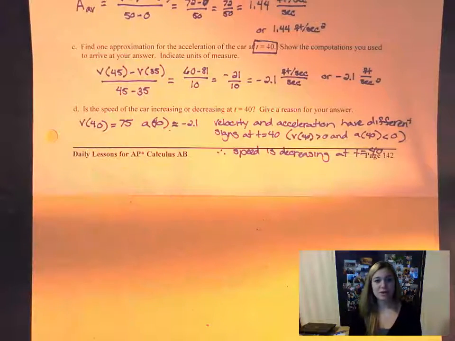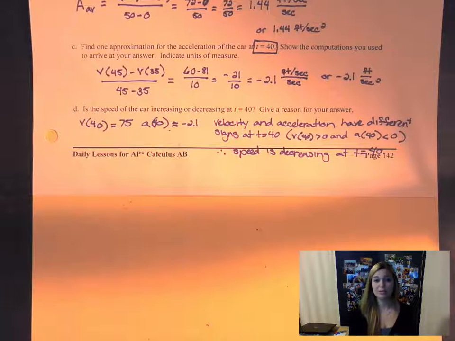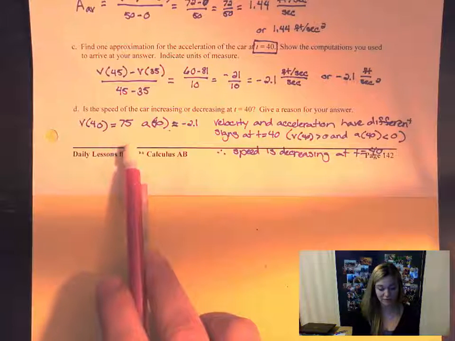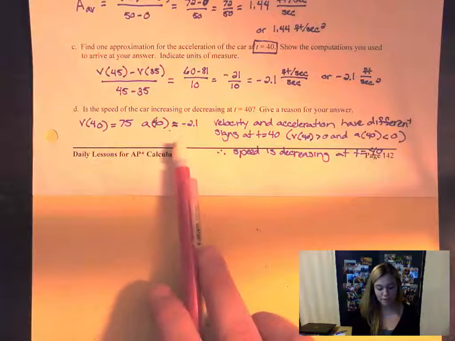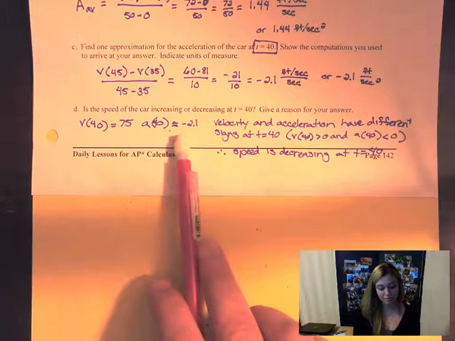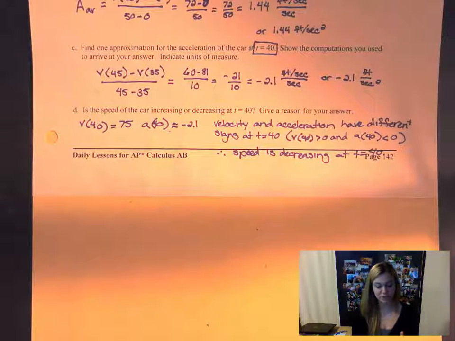The next one, if I want to know, is the speed increasing or decreasing? Speed is increasing when velocity and acceleration have the same signs. Speed is decreasing when velocity and acceleration have opposite signs. So you need to compare those two. So you need to find the velocity at 40, which was just given in the table or in the graph, of 75 feet per second, but you don't have to write that here. A of 40 is negative 2.1 feet per second squared, approximately, because that's what we found up above a second ago by finding the rate of change between 35 and 45.